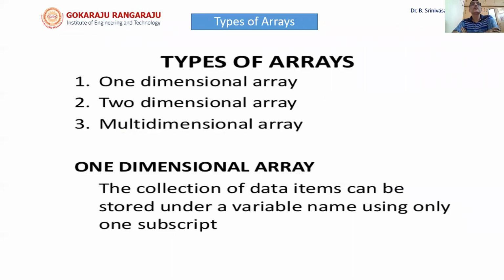Now, let us look into the types of the array. Arrays are classified as two types: one-dimensional array, two-dimensional array. However, two-dimensional array is a part of multi-dimensional array. If an array is described by only one subscript, it is known as one-dimensional array. If an array is described by more than one subscript, then they are said to be multi-dimensional arrays, and two-dimensional array is a special case of multi-dimensional array.